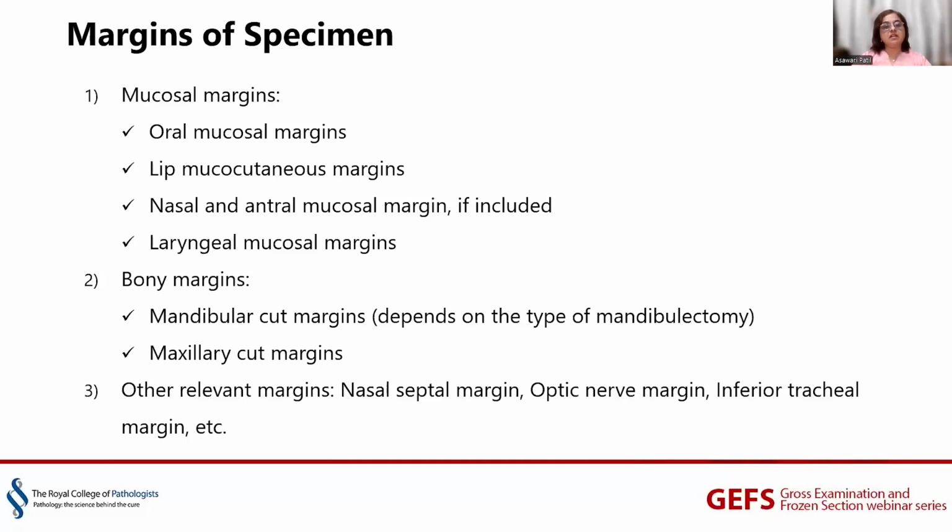And there are many other margins depending on the type of specimen. Suppose we have total maxillectomy with orbital exenteration, then the optic nerve cut margin has to be submitted. Sometimes the nasal septum is included, and the nasal septal margin has to be submitted. Inferior tracheal margin, if it is a laryngectomy specimen, we have to submit the inferior tracheal margin.